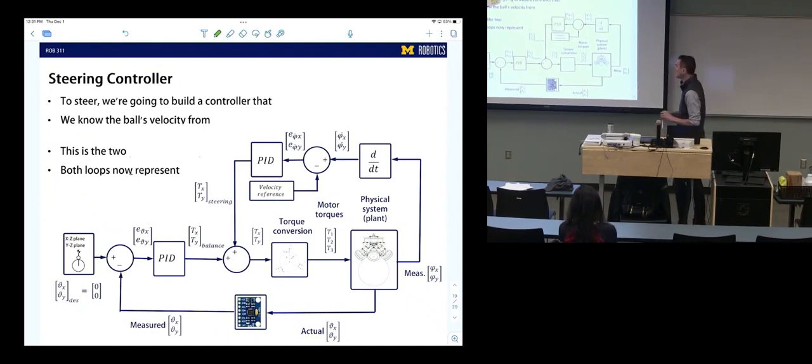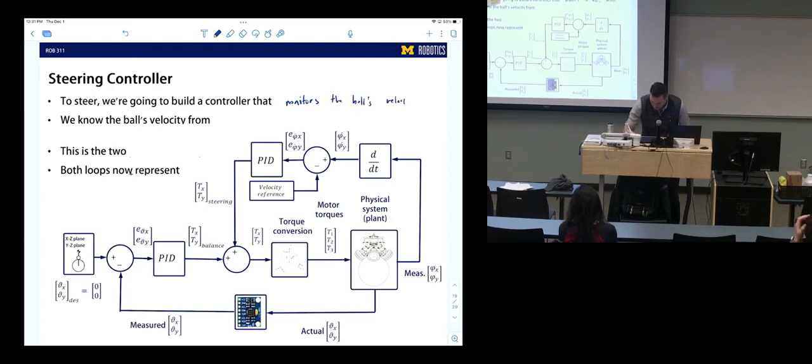So for steering, what we want to do is build a controller that monitors the ball velocity. Who's looked at the ball velocity signal? What does it look like? Ours, I believe, is kind of noisy. Pretty noisy, yeah. And why? Where's that noise coming from?